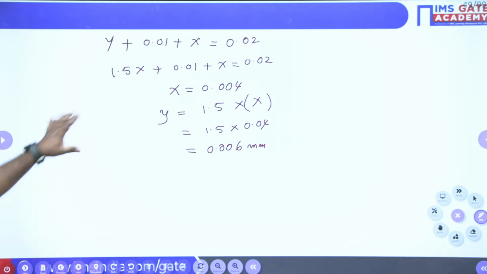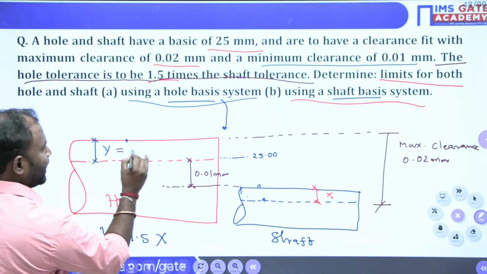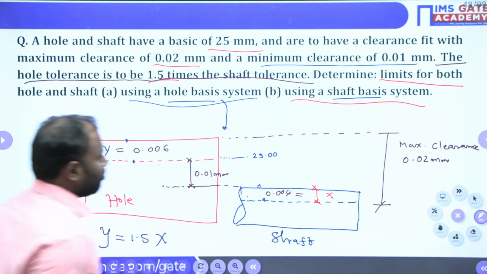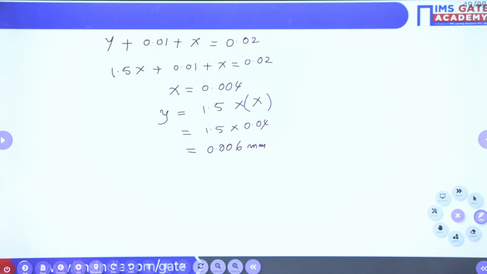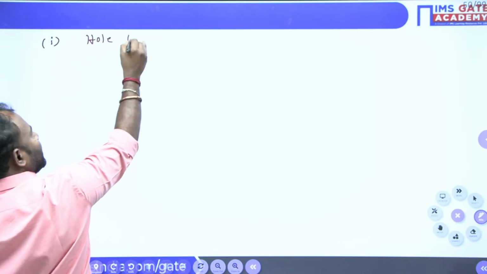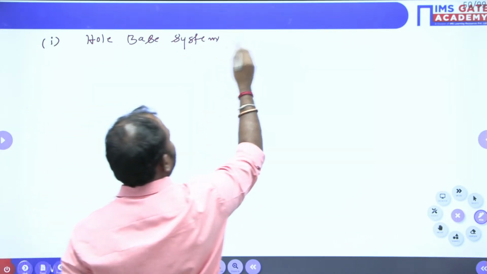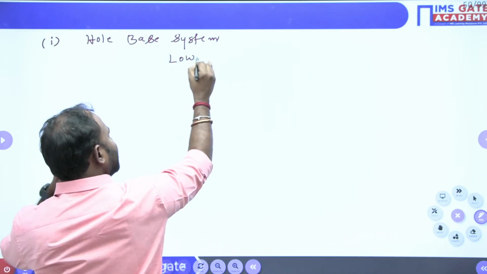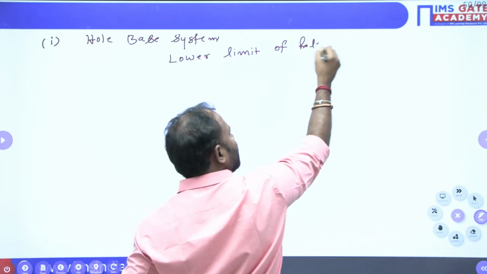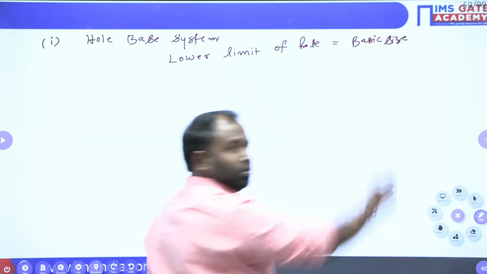Okay, right. Now we know what x value we have found and what y value we have found. What is the x value? It is 0.004 and y is going to be 0.006. Right. From there, let us decide the hole based system first. In hole based system, the lower limit of the hole is equal to basic size.